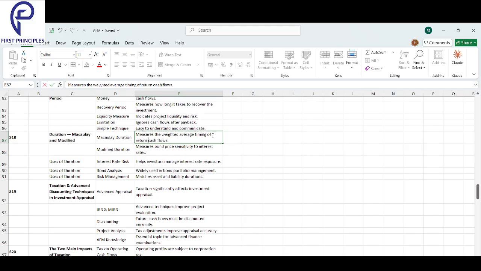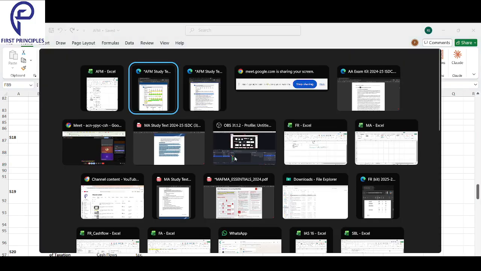Let me write it more clearly. It means the weighted average time of return of the cash flow that you had incurred. On an average, how much time will you take? The weighted average time to receive your cash flows. That's it.